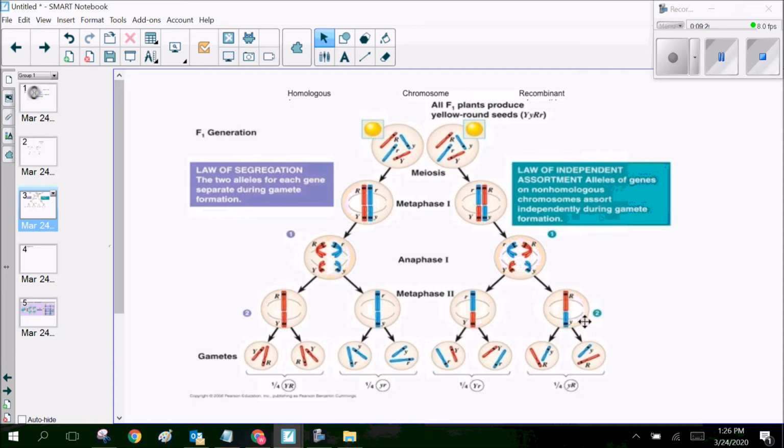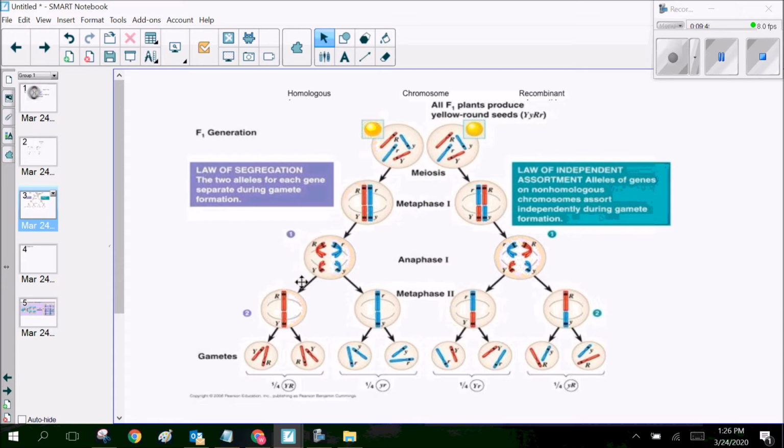Now, what is true is that they can either inherit them like you see here, where this one has the little r and the big Y and the big R and the little y, or they could have inherited it so that this one had the little r and the little y, and this one had the big R and the big Y. So it doesn't matter which one they go into, and that helps to randomize which one of them ends up in what combination in your gametes. And that also, in turn, helps randomize what the kid ends up being.